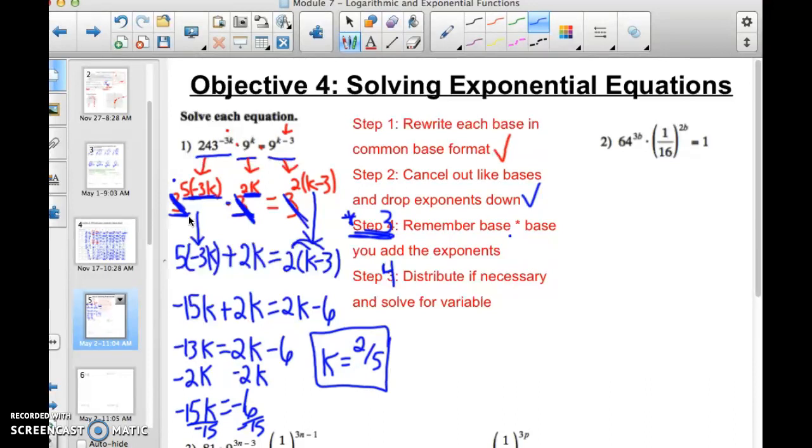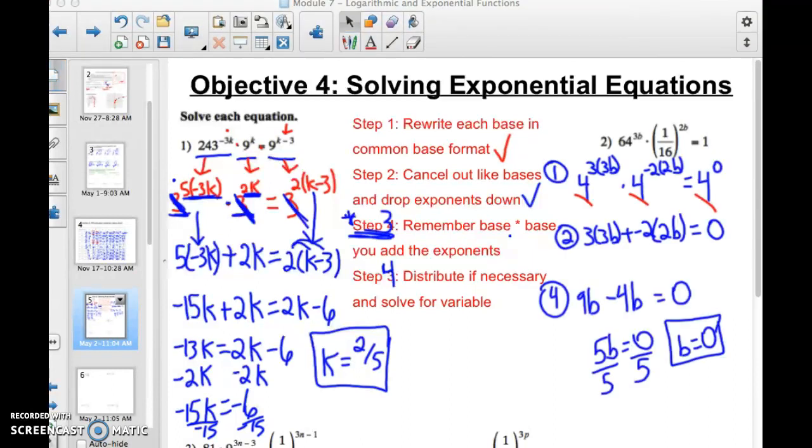Go ahead and pause the video and try number 2 on your own, taking it step by step. So the first step is you're going to look for common bases. You should have paused the video and tried number 2 on your own. I showed you steps 1, 2, and 4. I put step 3 kind of in the middle of all that.